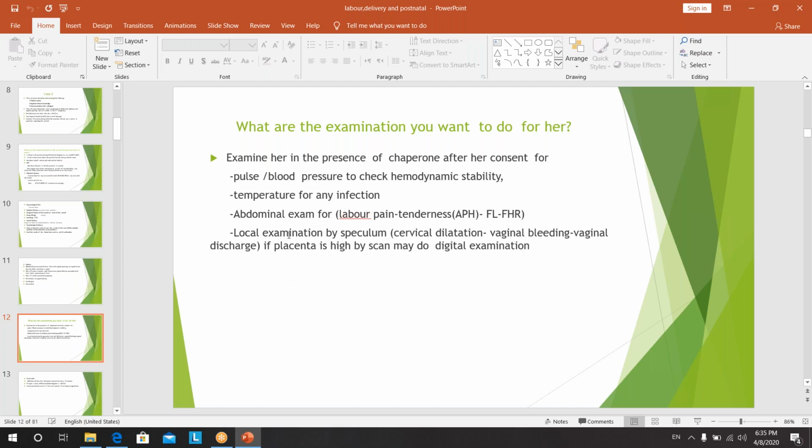I will do local examination by the speculum, and this is to see any cervical dilatation, any bleeding, any vaginal discharge, and if the placenta is high, I can do digital examination, no problem.